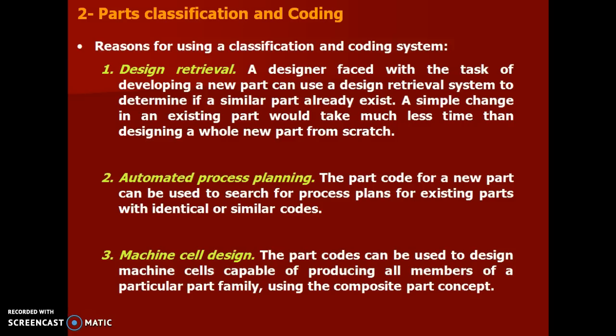The reasons for using a classification and coding system are that design retrieval is very easy, automated process planning can be generated, and it will facilitate machine cell design using the composite part concept. In design retrieval, the designer will be able to retrieve a code which exists for the particular part family. And for automated process planning, a part code for a new part can be used to search for process plans of existing parts with identical or similar codes.